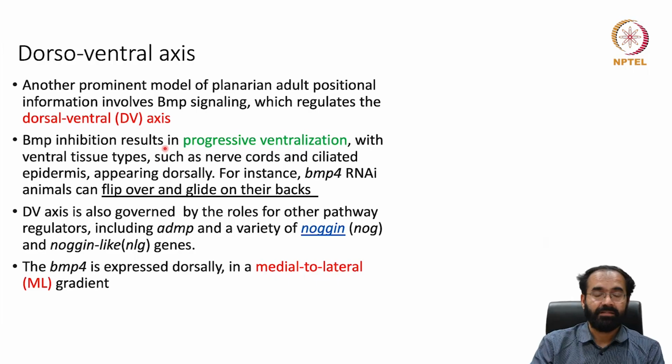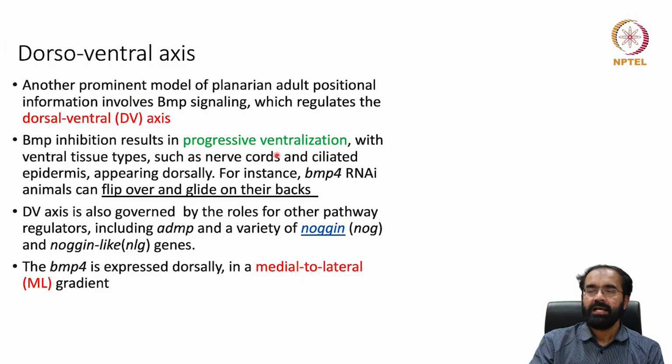BMP inhibition: if you inhibit the BMP, there are various methods. You can use RNAi, because the good thing with planaria is that you can feed the animal with an RNAi. Normally it goes in, since it's a small RNA, it gets into the circulation and it inhibits. So it's a very easy system to work with. BMP inhibition results in progressive ventralization.